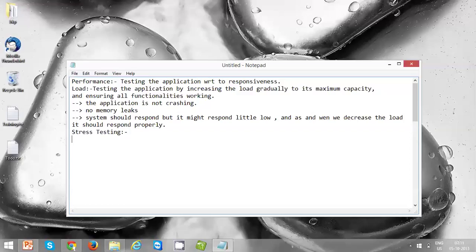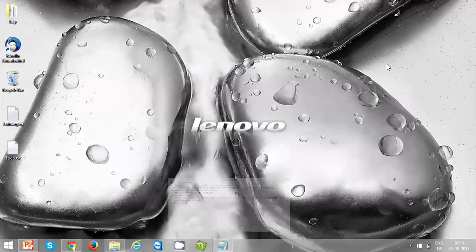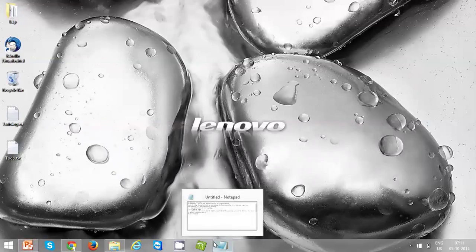So what about stress testing? Increasing the load beyond the maximum capacity until the system crashes. Yes. We have to know the crash point, exactly. And what is the expected output from here? What will we be ensuring here? What do we want to ensure in stress testing?